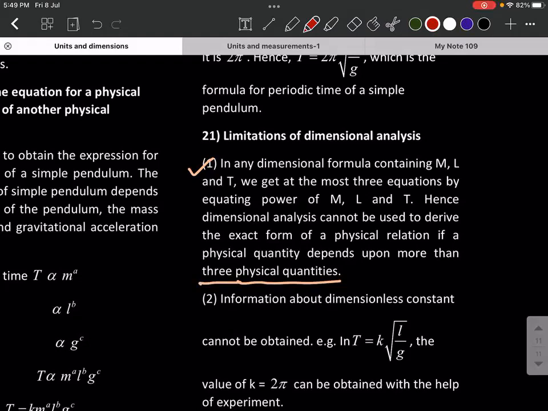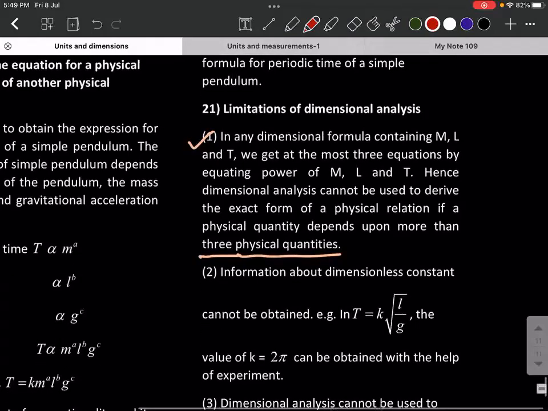So, in any dimensional formula containing M, L, and T, so that is mass, length, and time, how many physical quantities are there? Three. If you want to derive the mathematical expression for a physical quantity which is dependent on M, L, T, you cannot derive it if it is dependent on a fourth quantity. Means if it crosses three quantities, you will not be able to derive the dimensional formula. I'm not saying only these three. It is like three physical quantities maximum. If it crosses that, it will be difficult for you to derive it. Okay, that is one thing.